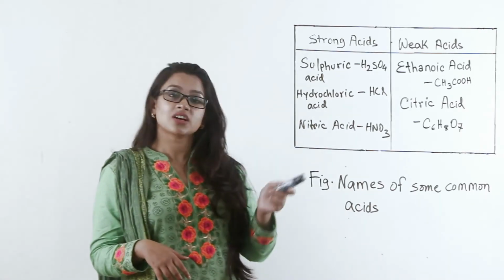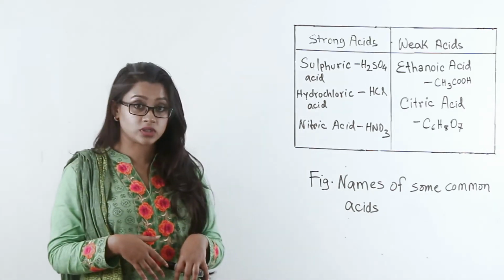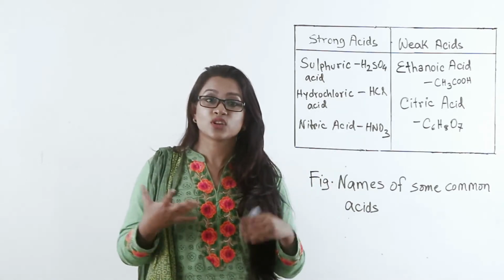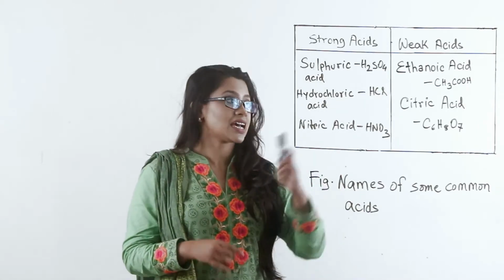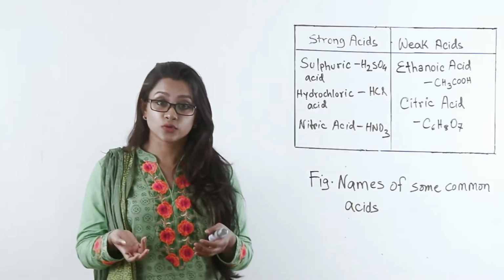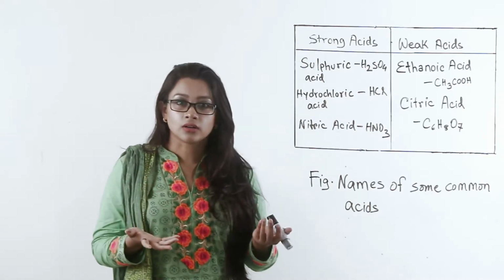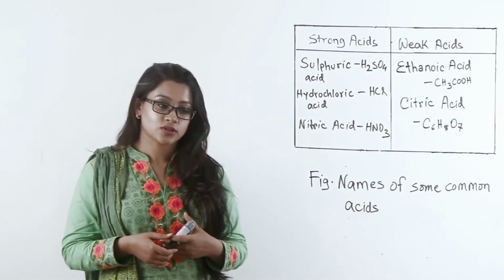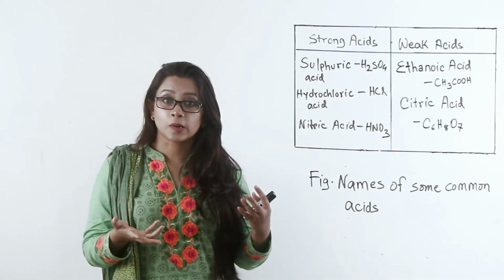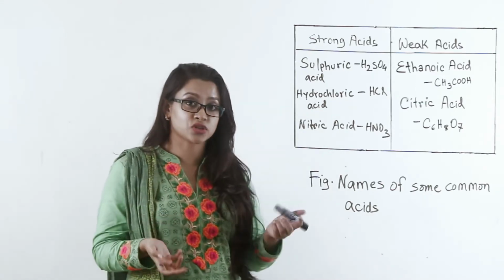Now, when we shift our attention to weak acids, these are acids that are naturally found, also in our food. For example, ethanoic acid is what is known as vinegar, and citric acid is found in all citrus food such as lemon, oranges, etc. So, strong acids we produce for the very purpose of producing other useful products, and they are not naturally found.